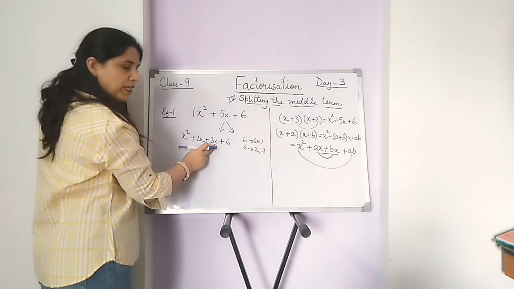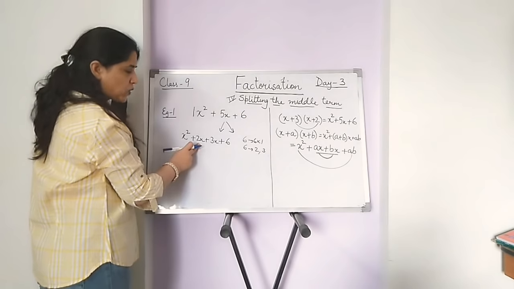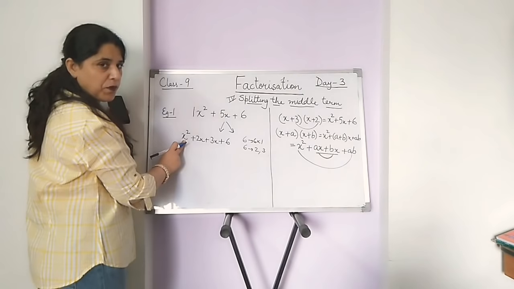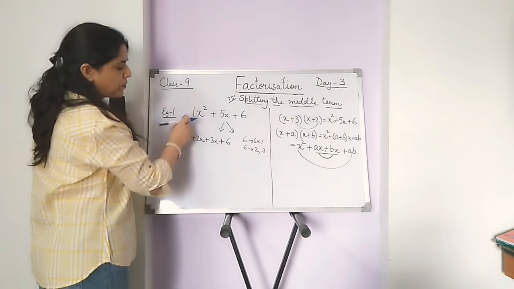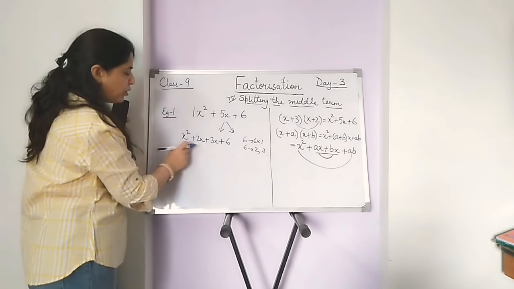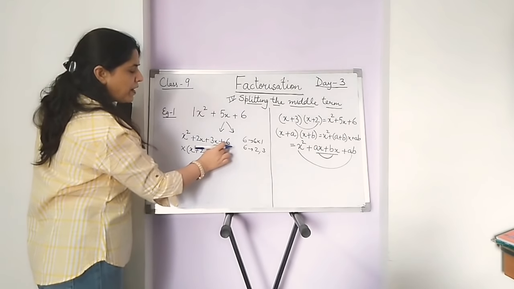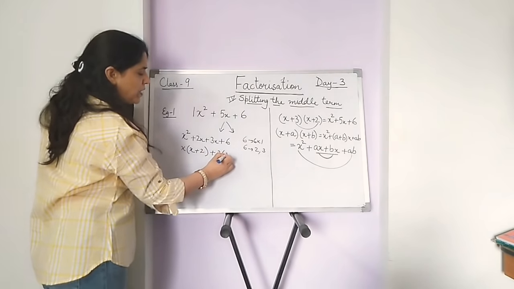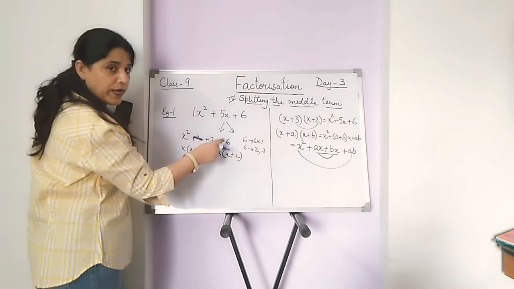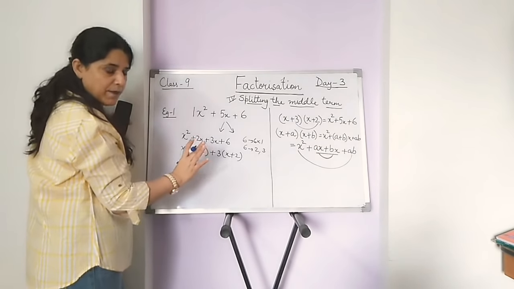5x is written as 2x plus 3x, and if you see, 2x into 3x is 6x square, and 6 into x square is 6x square. You are getting the product of these two terms as the product of the first and the last term. Now, do the grouping. If we do the grouping of these two, we can write x into x plus 2. Here, if I take common, plus 3 into x plus 2. It doesn't make any difference whether you write 3x first and 2x later, or 2x first and 3x afterwards. You'll get the same answer.